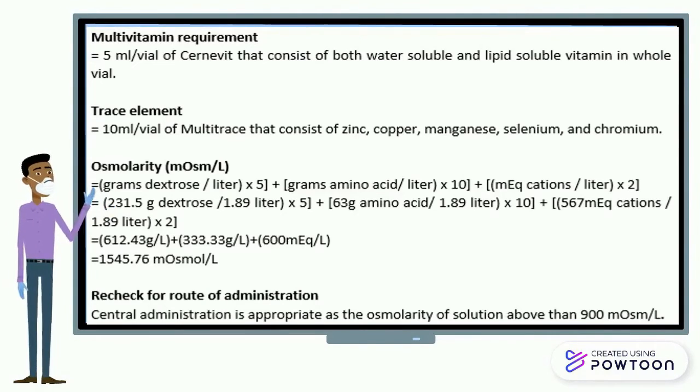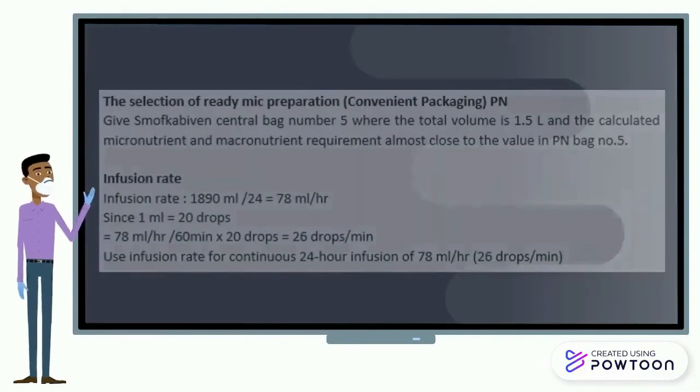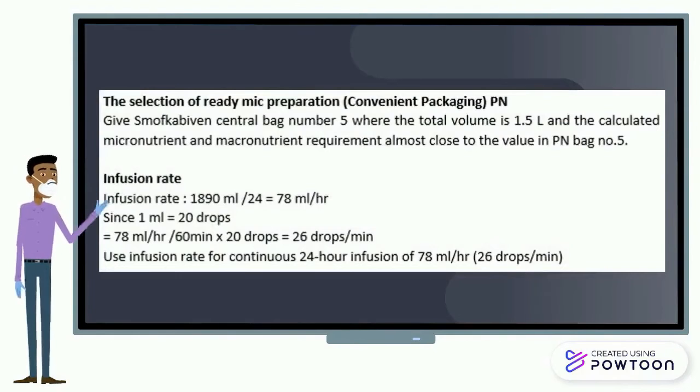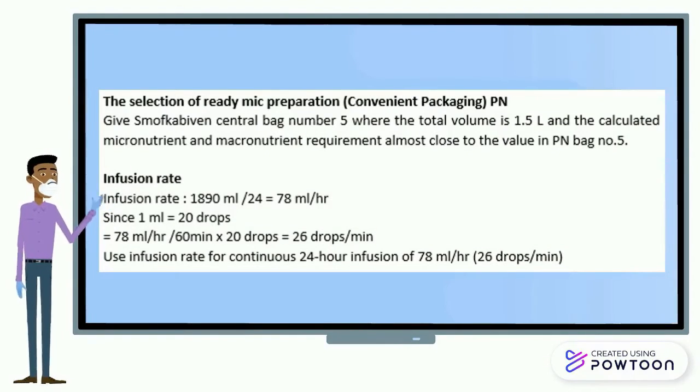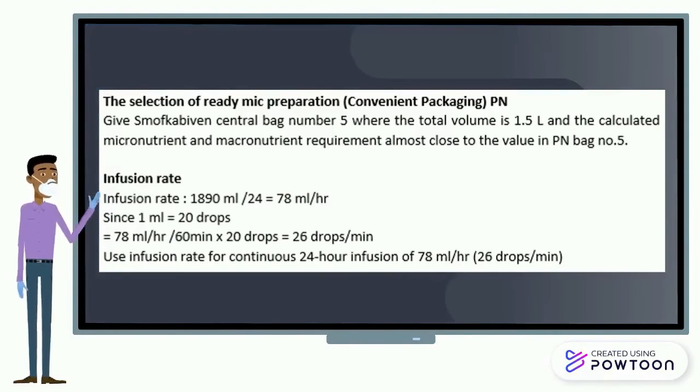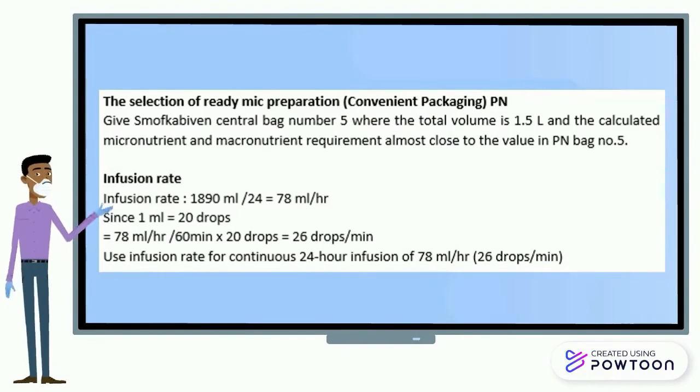Next, we need to recheck for route of administration. The central administration is appropriate as the osmolarity of solution is above 900 osmolarity per liter. Next, the selection of readily mixed preparation, as this is a convenient packaging for parenteral nutrition. We give SmofKabiven central bag number 5 where the total volume is 1.5 liter and the calculated micronutrient and macronutrient requirement almost close to the value in parenteral nutrient bag number 5.